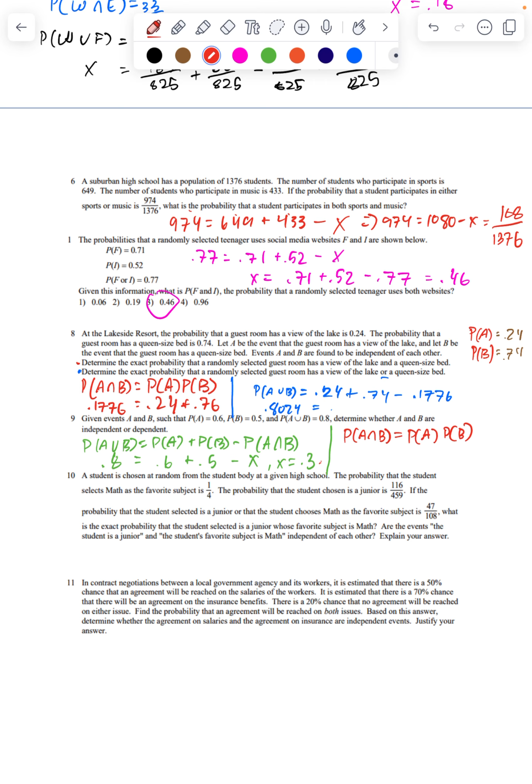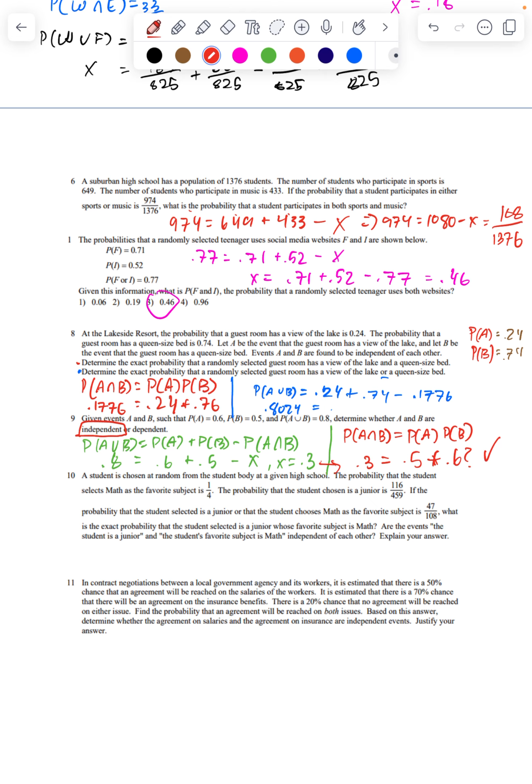The intersection we just found was 0.3. So does 0.3 equal 0.5 times 0.6? And yes, it does. So they are independent, because when you multiply the probabilities, you get the chance of both of them happening. They're independent. They're not working with each other for success.